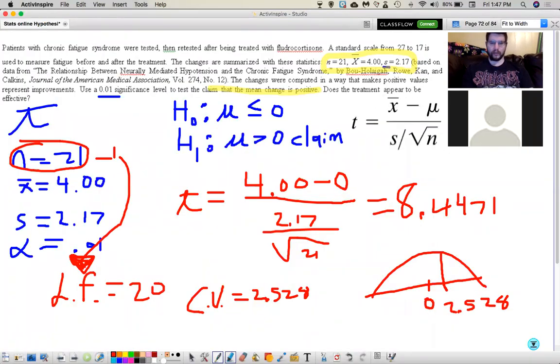All right, so there's that. I'm going to shade to the right because it is a right tail. And then if I look at my test statistic, 8.4, I think that's bigger than 2.5. If I'm not mistaken, so I'm going to stick it in there. Yep, that's going to be rejecting the null.